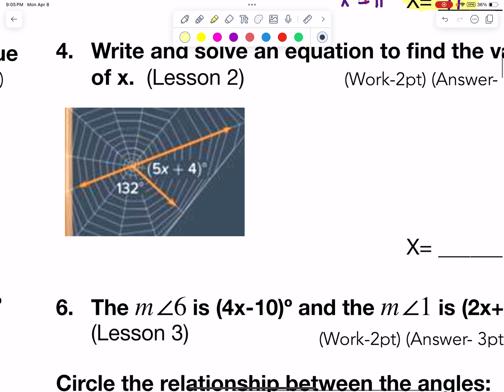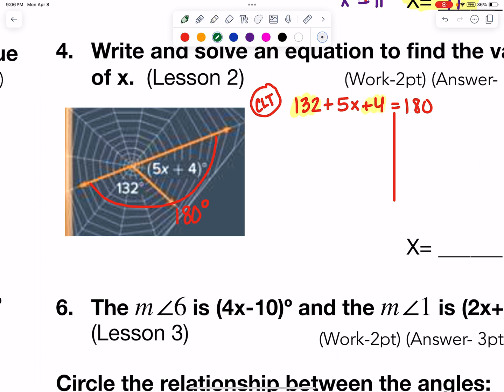All right, let's take a look at this one. We just need to find x, not the actual angle. So right away, I see that these are both sitting on a straight line. So they're supplementary angles, and supplementary sit on a straight line, and they equal 180 degrees. So that creates my equation, 132 plus 5x plus 4 equals 180. Separate our workspace. Right away, we're going to combine like terms when we have a whole bunch of terms on one side. So the 132 and the 4, and that puts us at 136 plus 5x equals 180.